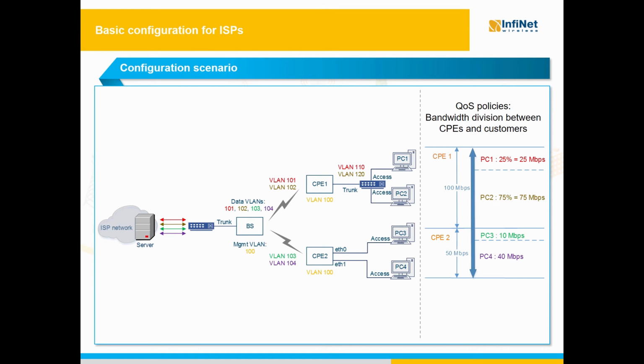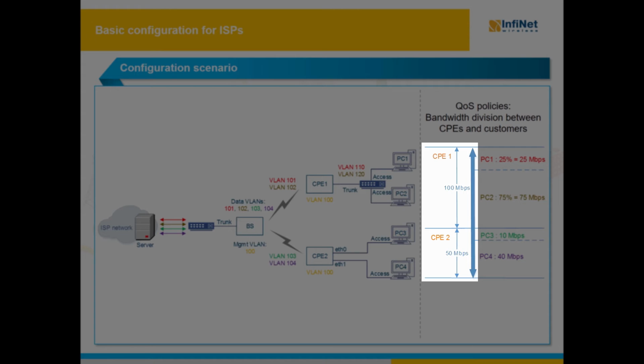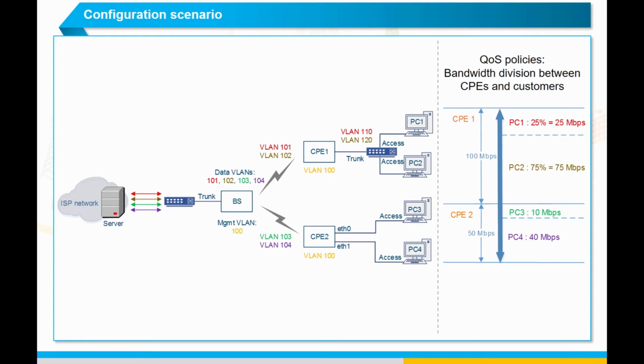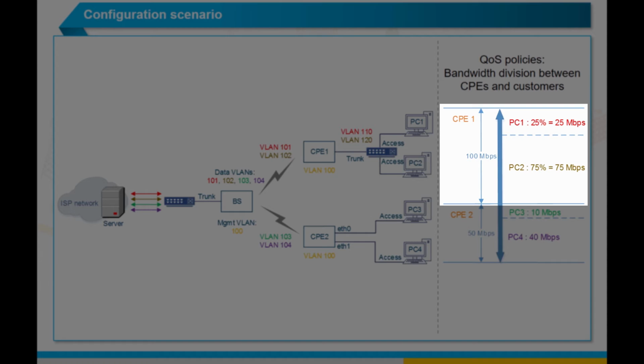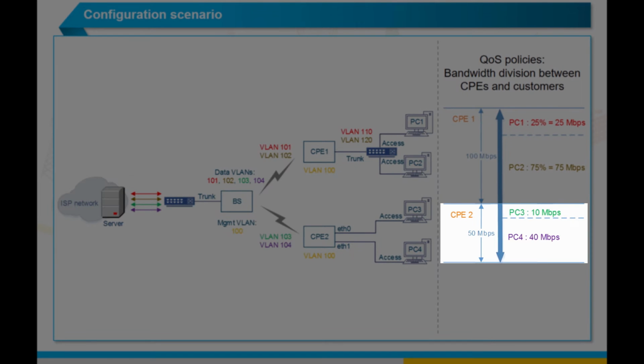Additionally, we will configure QoS policies in order to divide the bandwidth of the base station between the CPEs. In this example, we will use a sector capacity of 150 megabits per second, which is less than the maximum available sector capacity of the base station. In our scenario, CPE1 requires 100 megabits per second bandwidth, which is split as 25% for PC1 and 75% for PC2. CPE2 requires 50 megabits per second, and the customers behind will receive 10 megabits per second in case of PC3 and 40 megabits per second in case of PC4.